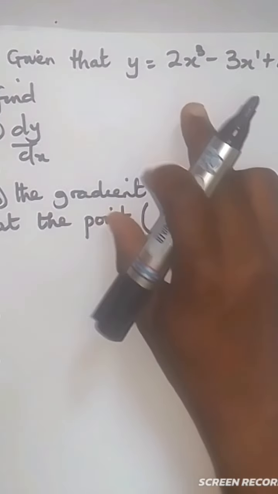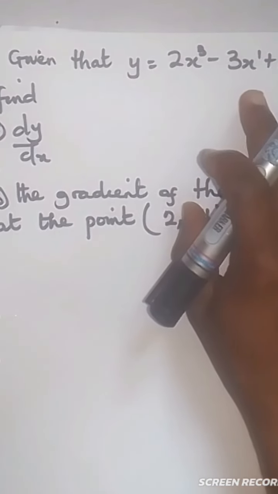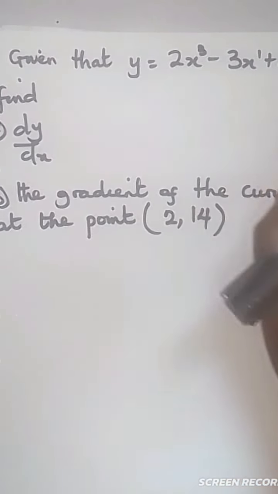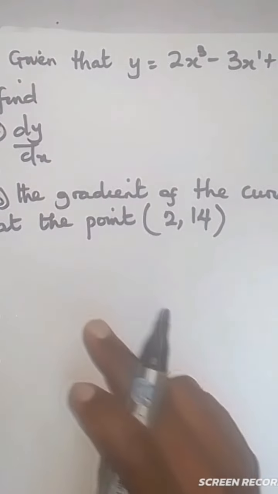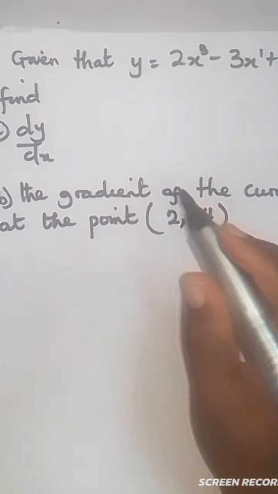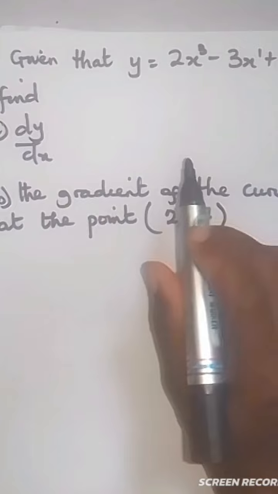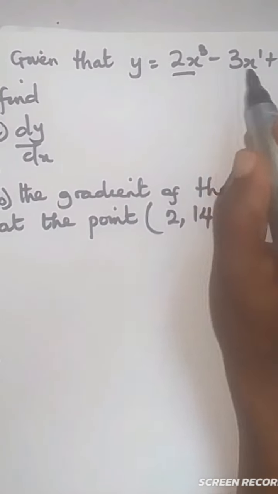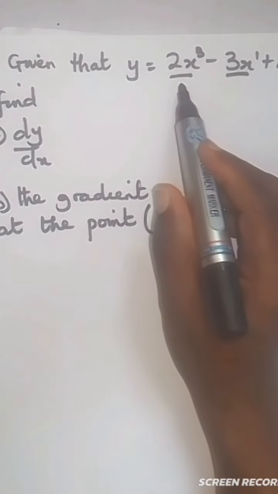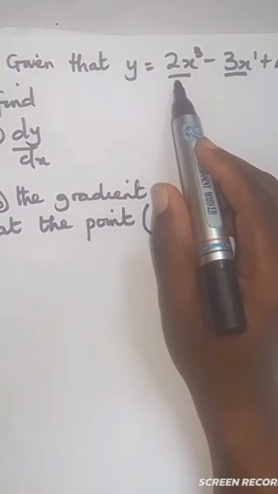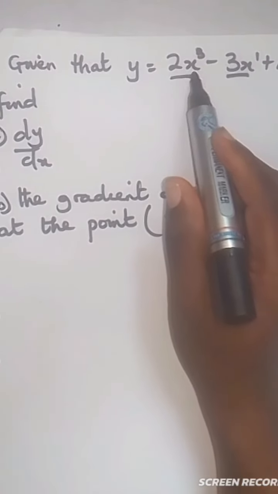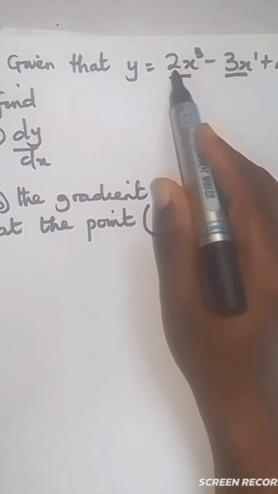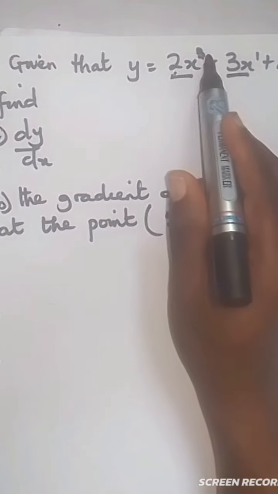Now, given that y equals 2x cubed minus 3x to the power 1, or 3x plus 4, find dy over dx. So I told you in our last class that we have to work on this differently. What we're going to do is multiply the power of x by the coefficient, multiply this by this, then reduce the power by 1.